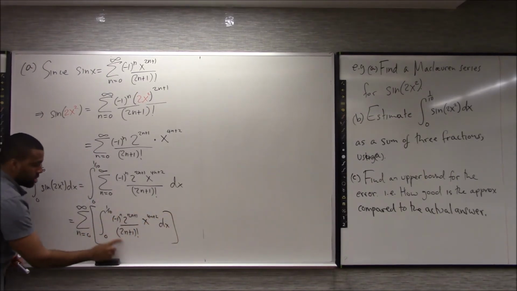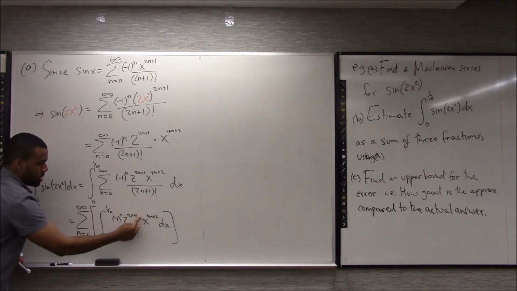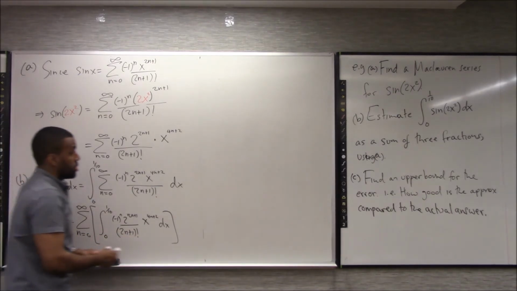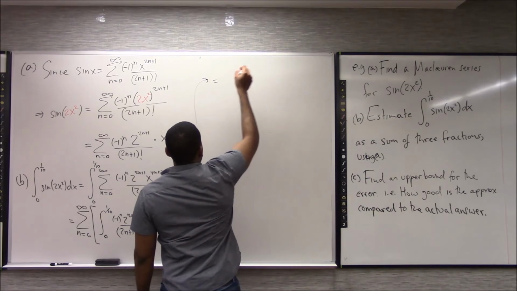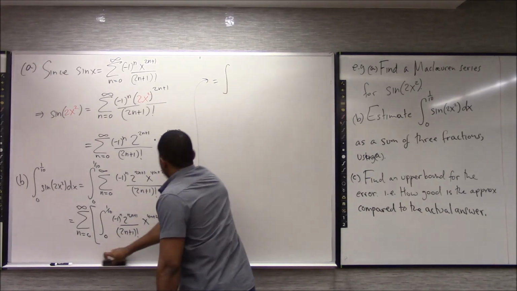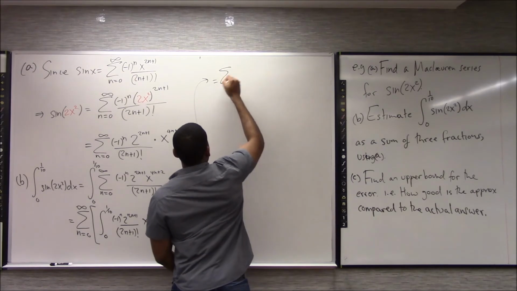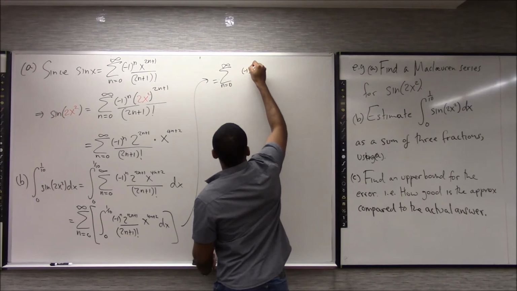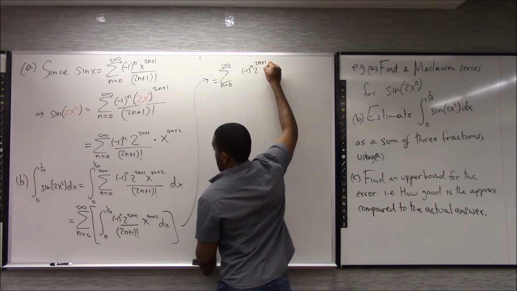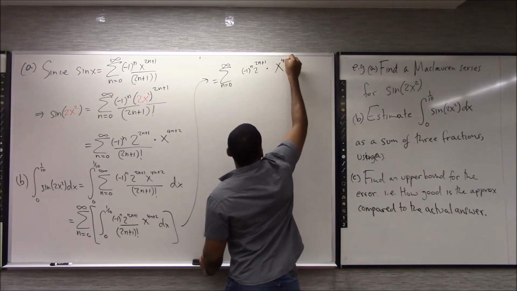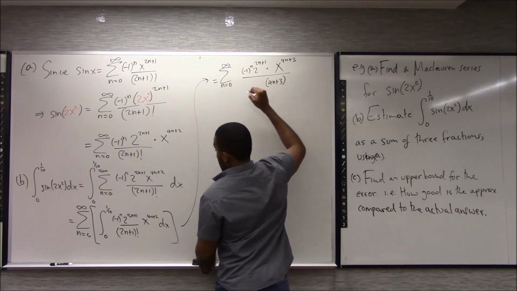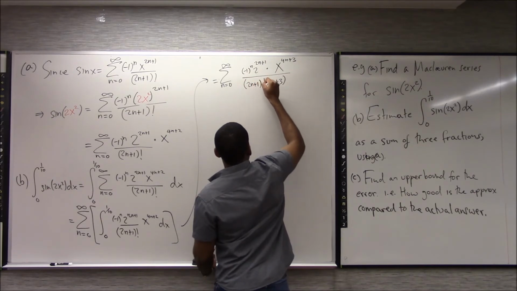So now remember, all of this is just a constant with respect to x, so I'm really only integrating this. So I'm going to do the power rule for integrals, add 1 to the power, divide by the new power. So this is going to be the sum of minus 1 to the n, 2 to the n, 2 to the 2n plus 1 times x to the 4n plus 3 over 4n plus 3, and there's a 2n plus 1 factorial.